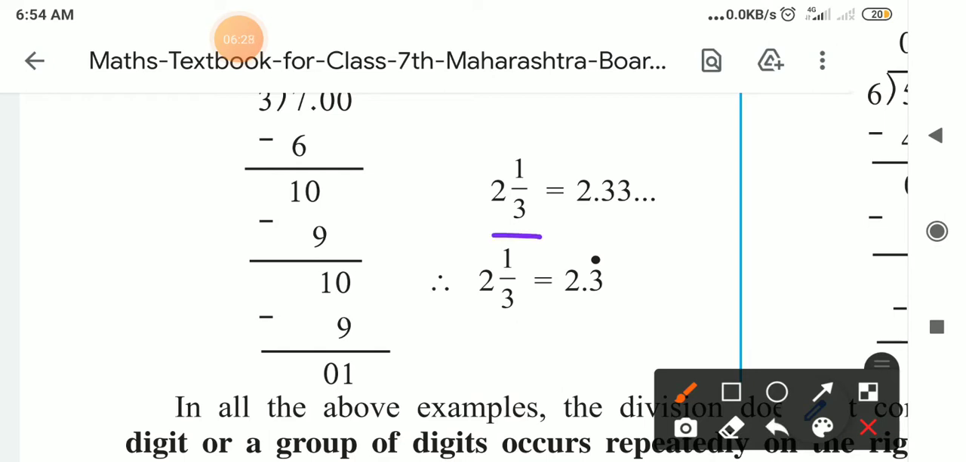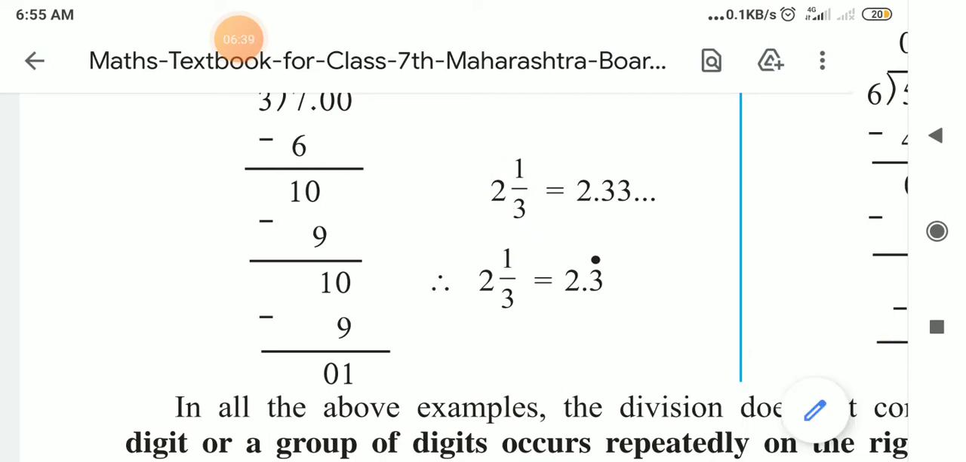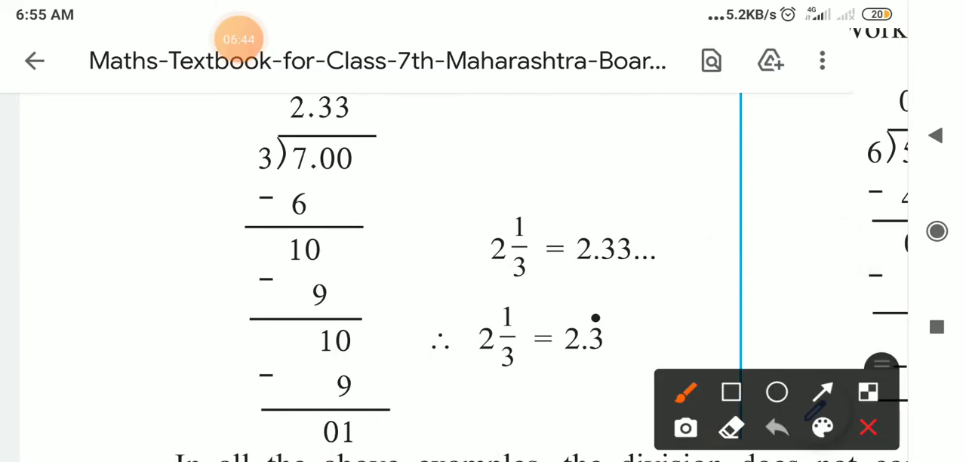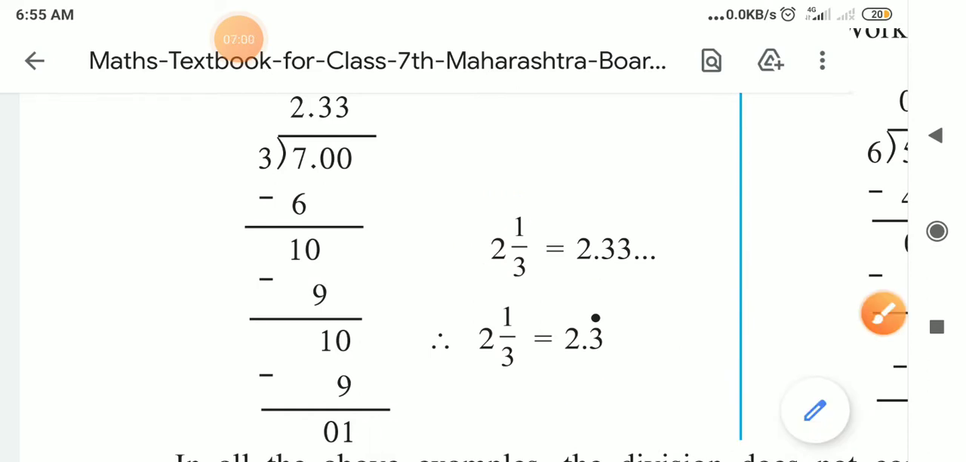So here 1 integer 1 upon 2 integer 1 upon 3. When you solve this, here 2 is there, we only divide 1 by 3. So this 2 you have to write here only. So 7 divided by 3 is equal to 2 integer 1 upon 3, and 1 upon 3 is equal to 0.3333, and that's why 2.3, and on its head we have to give a dot.